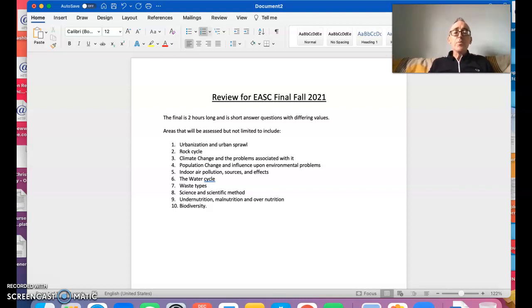And later on, what we've just been doing, nutrition. What is undernutrition, malnutrition, overnutrition? Make sure you understand those terms. And finally, there's a question relating to biodiversity. Okay, so make sure you understand and you've gone through the section on biodiversity, one of the last sections.